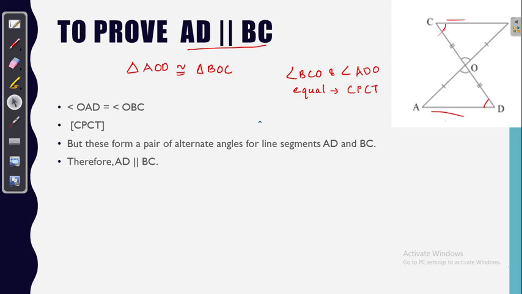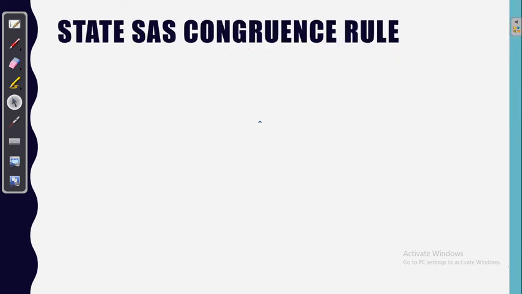Now is this clear for all? Yes, ma'am. Okay, good. Now, can you state SAS congruence rule? What does SAS mean? SAS congruence rule, you can just tell me. Yes, Ramya, please tell me.